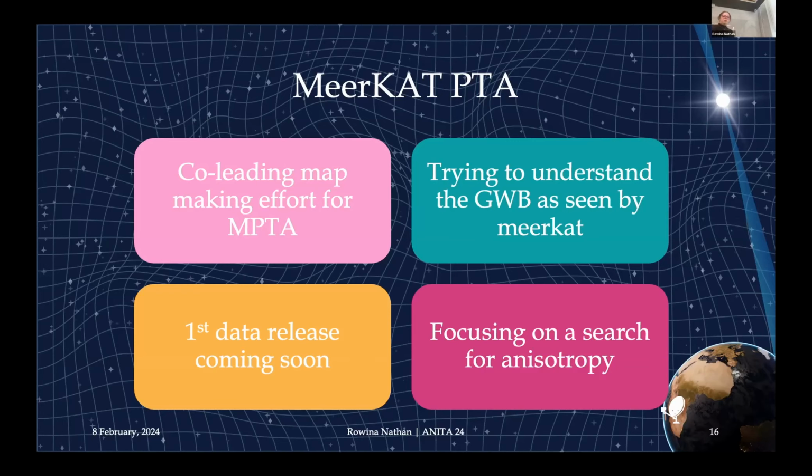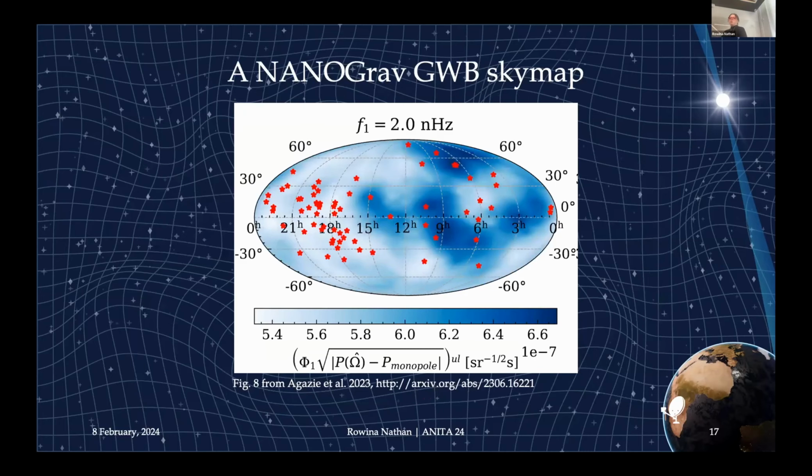And so sky maps have been made before. This is a sky map from the NANOGrav paper, but this is actually an isotropic background, so there can be quite a lot of variation in maps even when you do have a purely isotropic background. So we're also developing a framework for developing our confidence in any claims of anisotropy or isotropy. I can't really say anything about it yet because none of it's released.